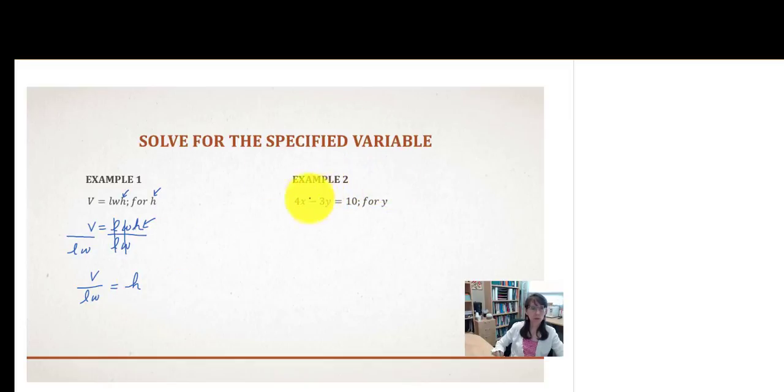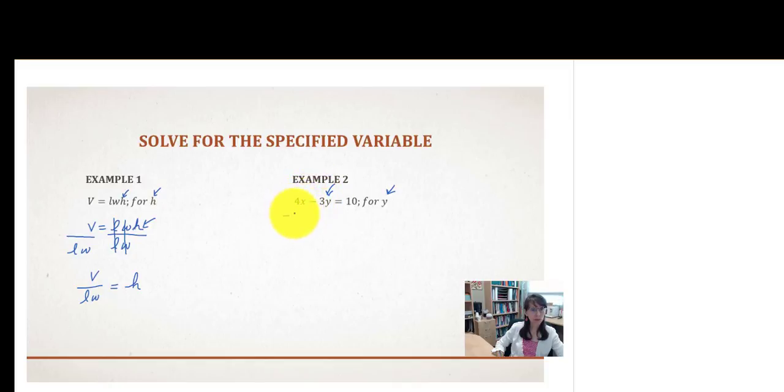In example 2, you might recognize 4x minus 3y equals 10 as the equation of a straight line. We want to solve for y. So when we do that, we're actually transforming the standard form equation into the slope-intercept form of the line. So let's find y. Y is written right next to a negative 3. That means it's being multiplied by a negative 3. And then we also have a positive 4x, so that means it's being increased by 4x. So we've identified two operations that need to be undone.